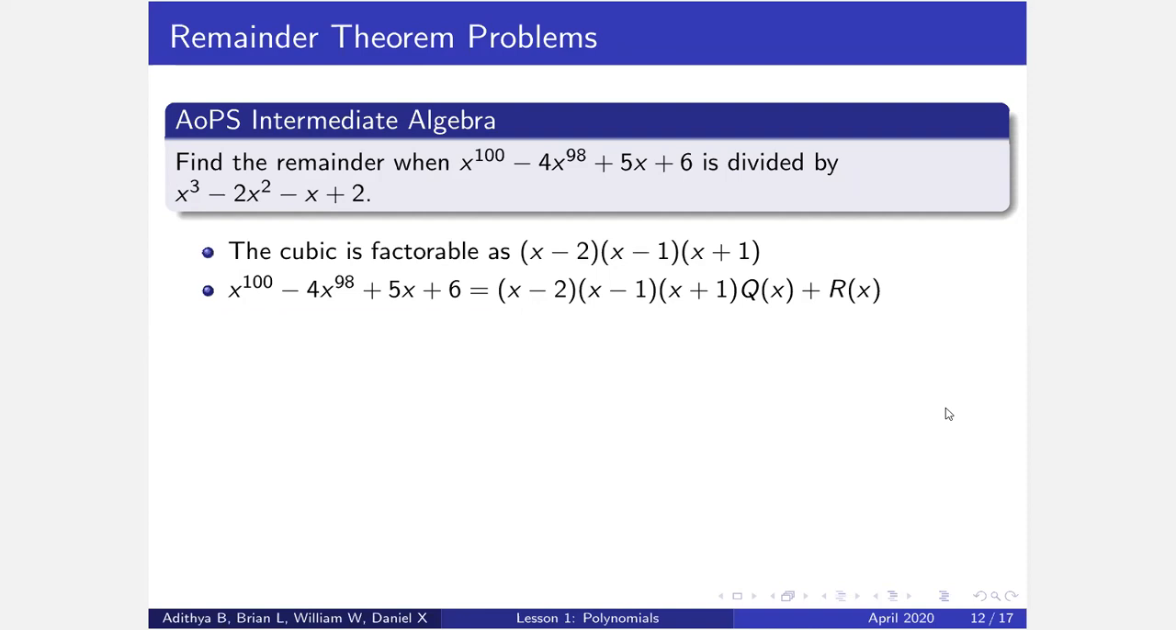But first, I just want to note one more thing. On the previous slide, we said that the degree of r of x was 0. But here, the degree is not going to be 0 because we're dividing it by a cubic. So the quotient is going to have degree 97, and the remainder is going to have degree at most 2, because all of the cubic terms can be divided out. So r of x is going to be some quadratic, so we can write r of x equals ax squared plus bx plus c.